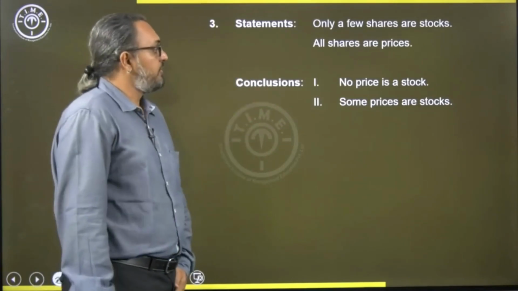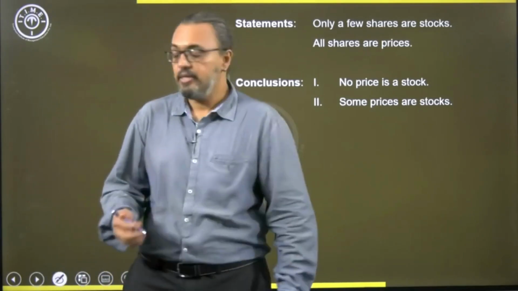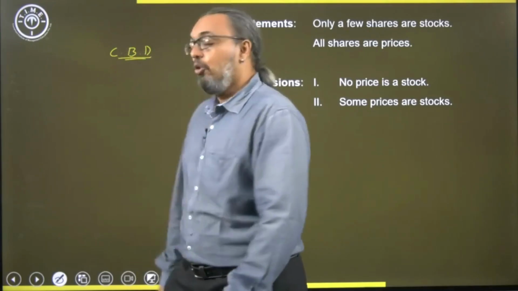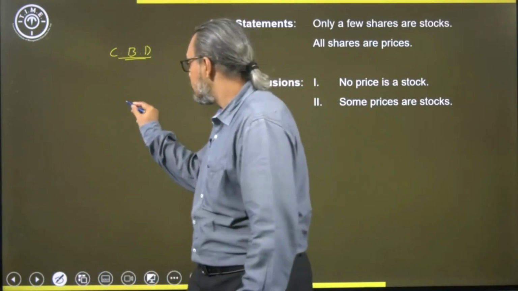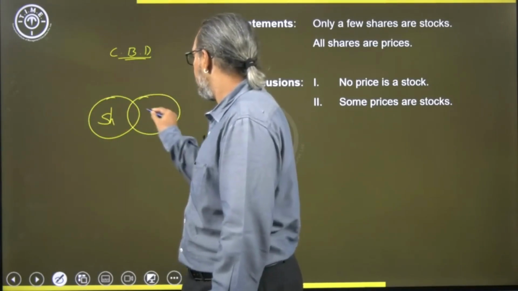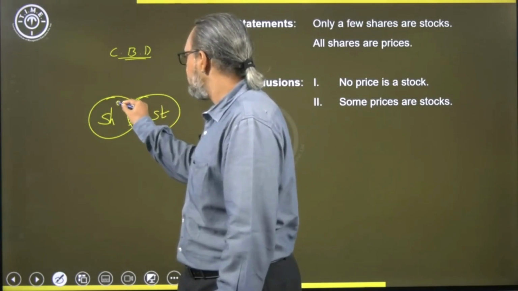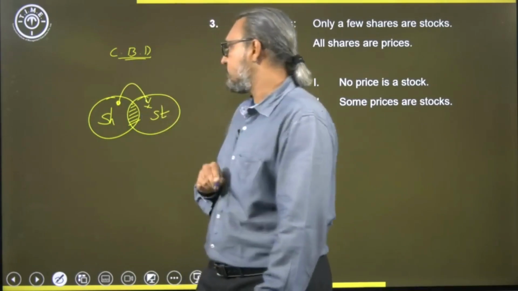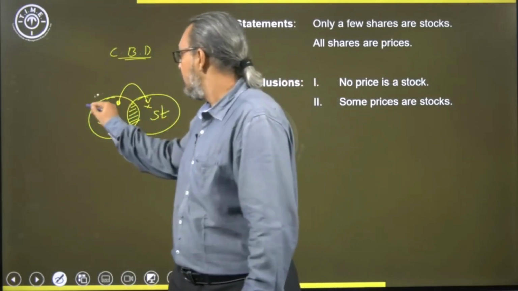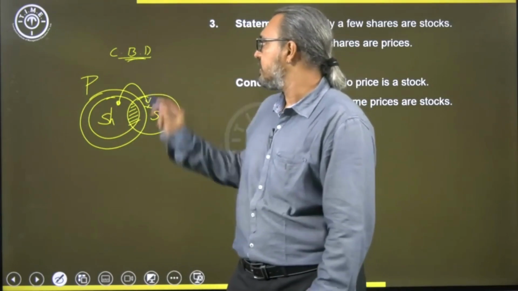The next. Okay, let's see, we have: only a few shares are stocks. Let's see that. We have the combined basic diagram. Only a few shares are stocks, like this. So there should be some shares that are never stocks. Then all shares are prices, like this. So this is going to be my combined basic diagram.